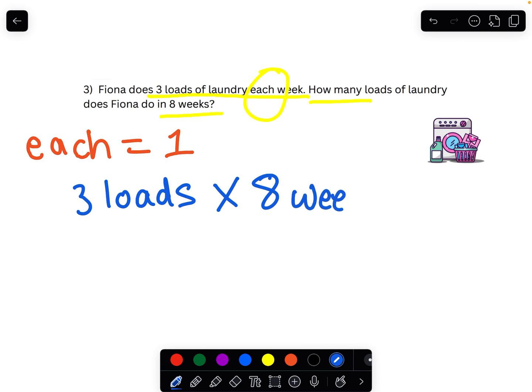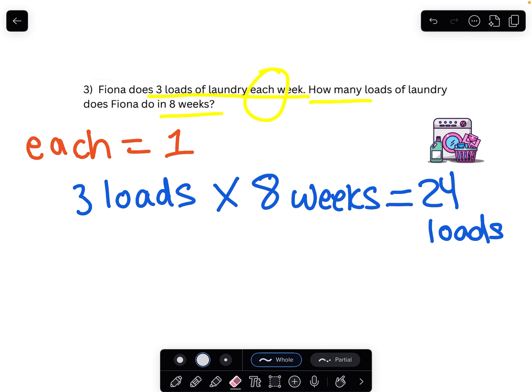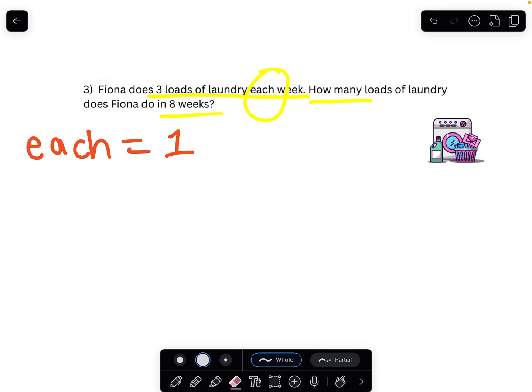Excuse me, I'm fighting a cold here. 3 loads in 8 weeks. Now, because I've done a lot of problems like this, I've had a lot of practice, I know my answer is going to be 24 loads. But let's say I don't come to that conclusion so easily. Well, remember, you can always draw pictures, okay? So she does 3 loads of laundry.